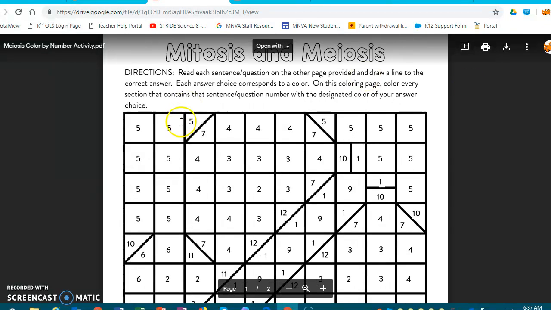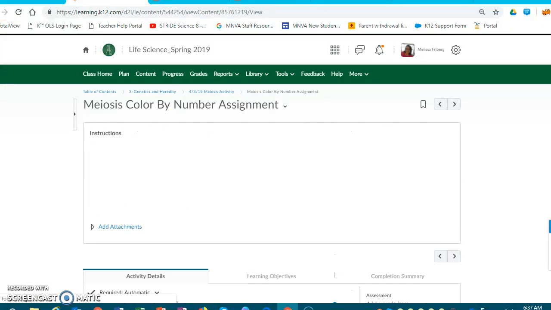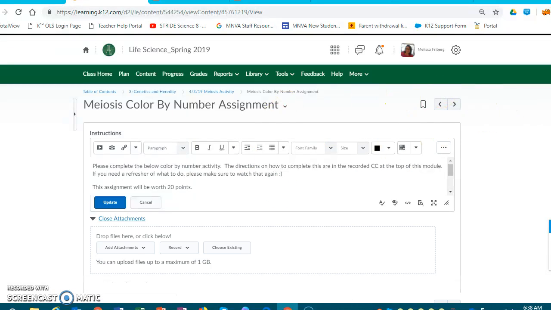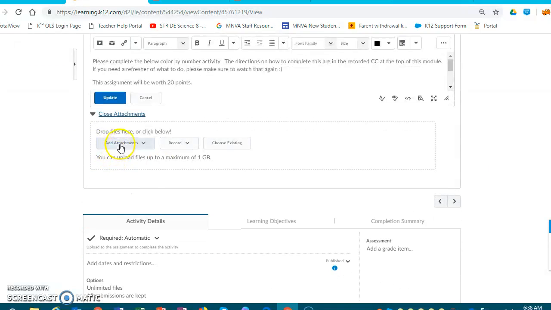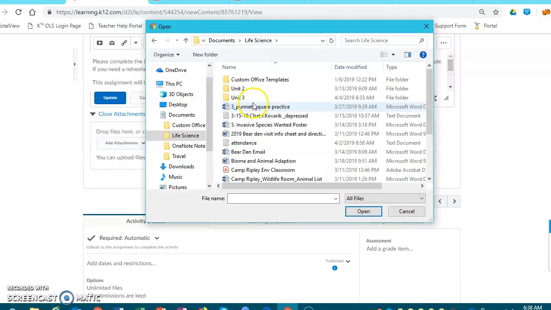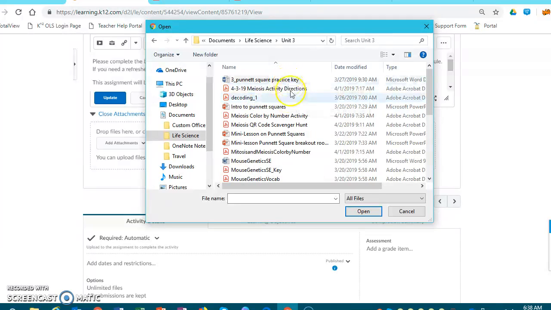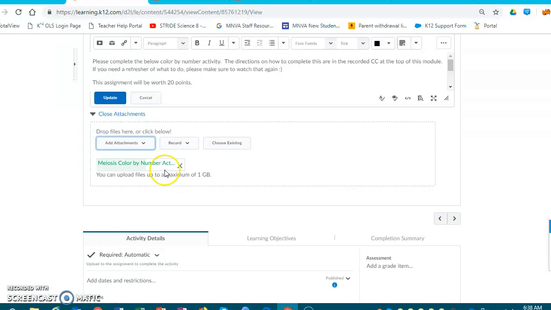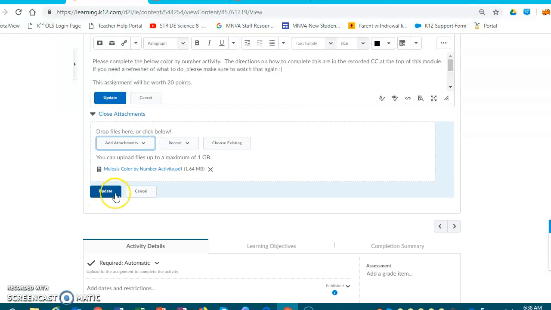And then you'll turn it in right here. So just like normal, add attachment, upload, and let's just pretend we're going to upload something. Let's pretend we're going to upload this one. So we're going to upload that, and then once we're done, you would say update. Mine says update, yours might say submit, whatever it says. And then you would go ahead and submit that.